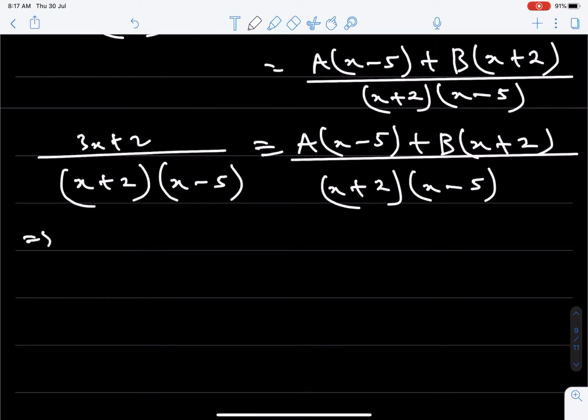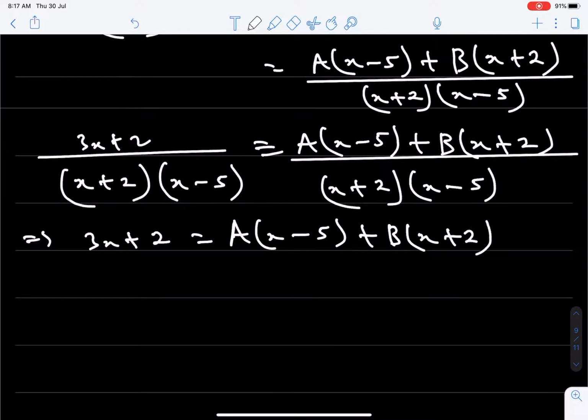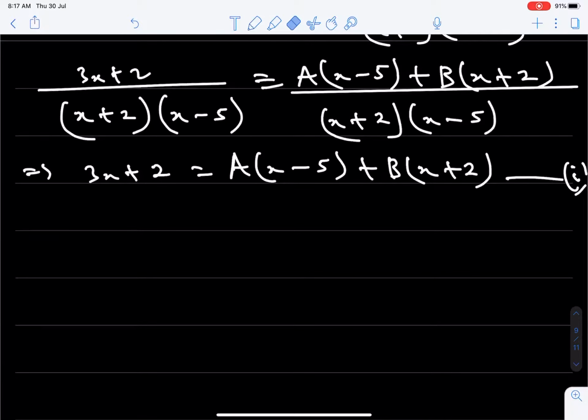That simply means the numerators are also equivalent. So that means 3x plus 2 is equal to A times x minus 5 plus B times x plus 2. Let me call this equation 1. So I want to put x equals 5 in equation 1, putting x equals 5 in 1.